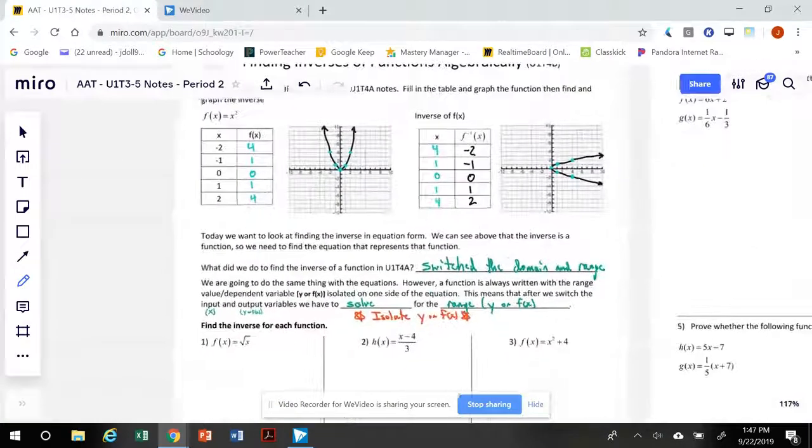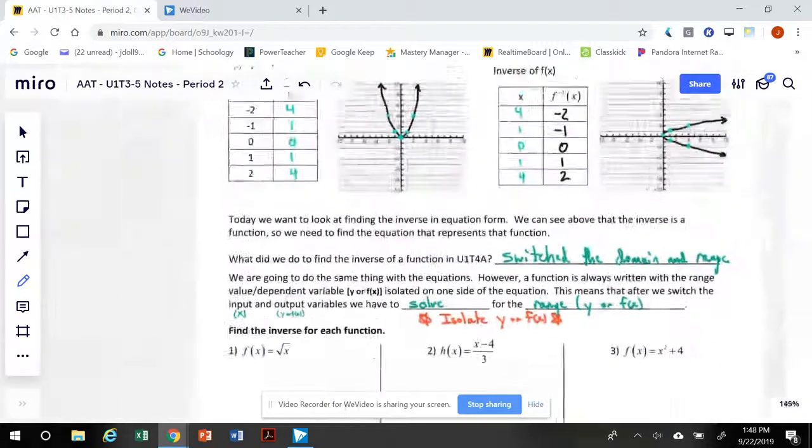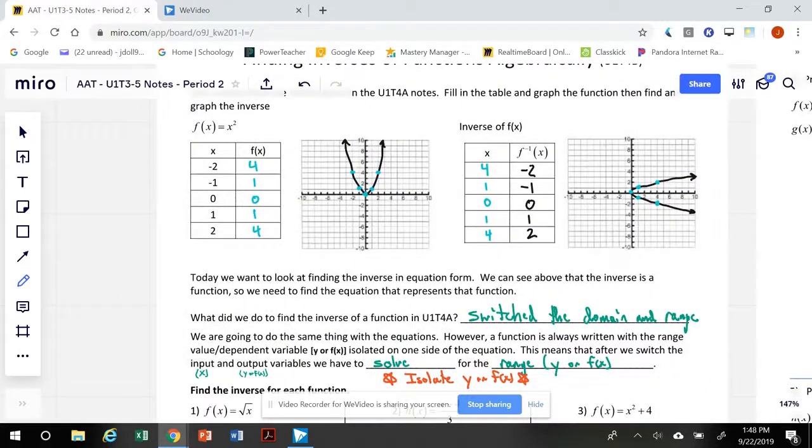Let's now talk about equations. We've looked at finding inverses of a table, of a list of ordered pairs, and of a graph, right? But what happens if you're given the function as an equation here? Well, this first part was a review. If we had done these in 2 days, we would have done this first part as a review. I filled that in for you so you can take a look at it for another example.